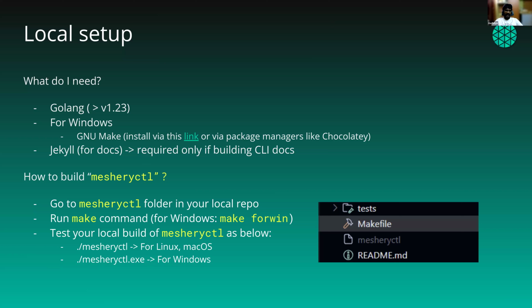And then if you have made any changes to the Golang files, you can just test your local build for Meshery CTL and it will appear as below. For Linux or macOS, it will be just the mesheryctl binary file, and for Windows, it will be .exe. With that, you can test around, and if you feel that your changes are good, then you can just open a PR about your changes and straight away contribute.